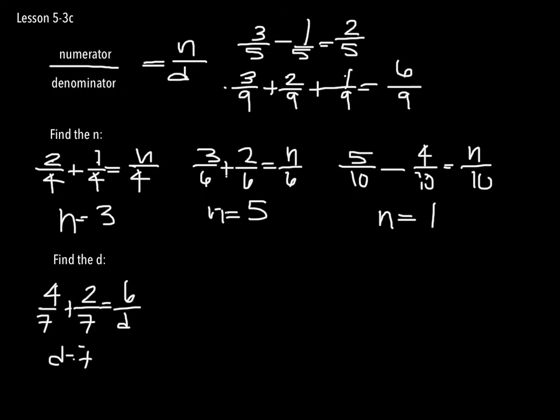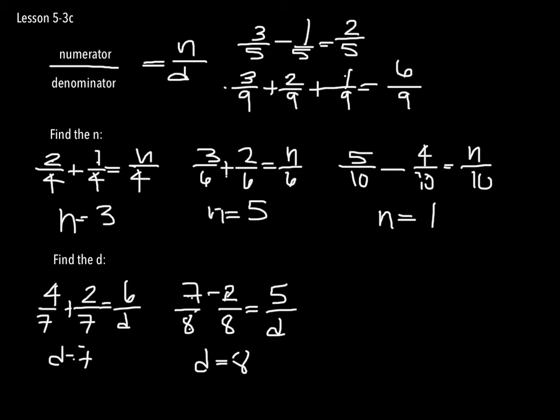Another problem. Whoops, I got ahead of myself here. Oops. 7 eighths minus 2 eighths is equal to 5 over d. Well, in this case, boys and girls, 7 minus 2 is 5. We don't change anything, so d is equal to 8.